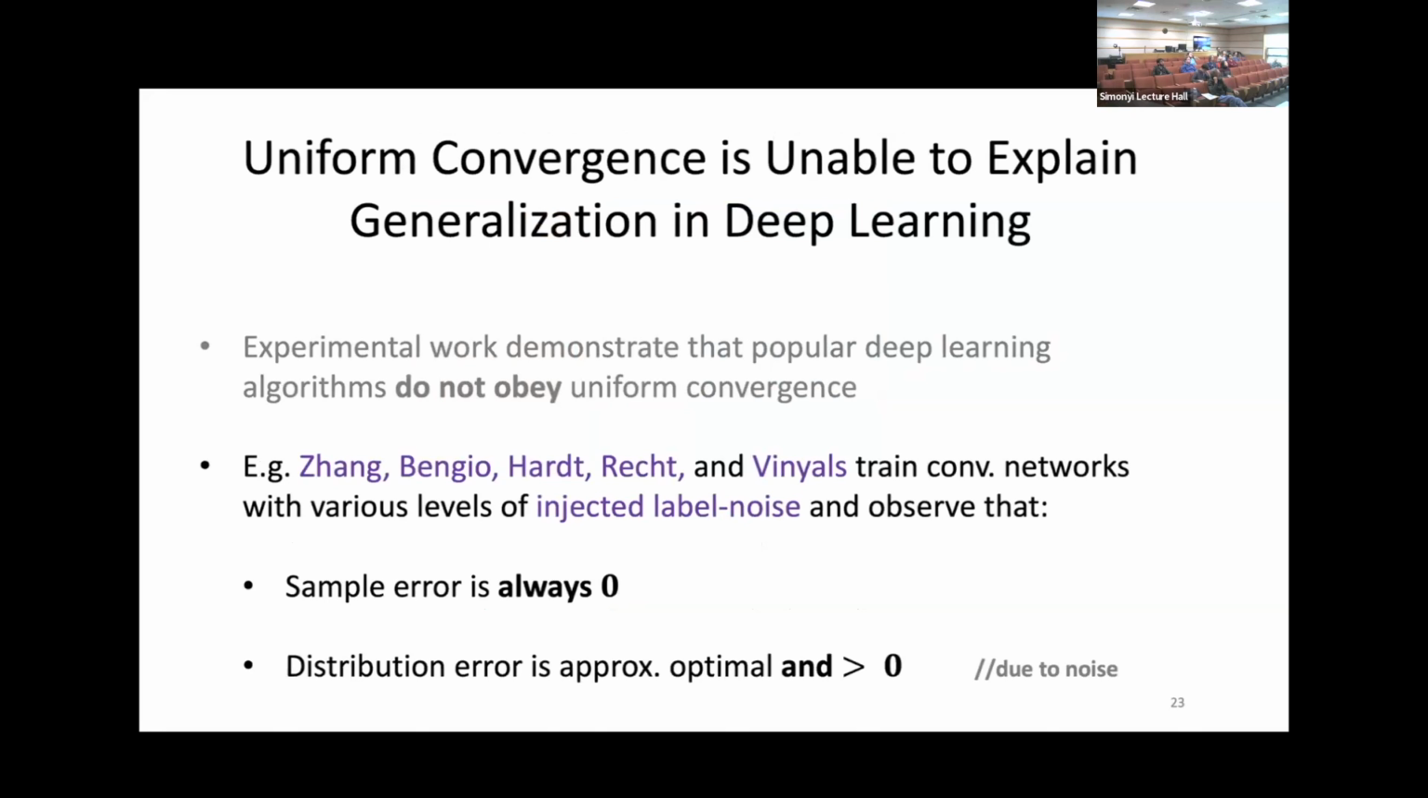So one such work from 2016 by Zhang, Bengio, Hardt, Recht, and Vinyals, what they did is that they took a deep learning model, a deep neural network, and they took a simple problem. So let's just, for the sake of discussion, imagine the problem of classifying a handwritten digit, right?